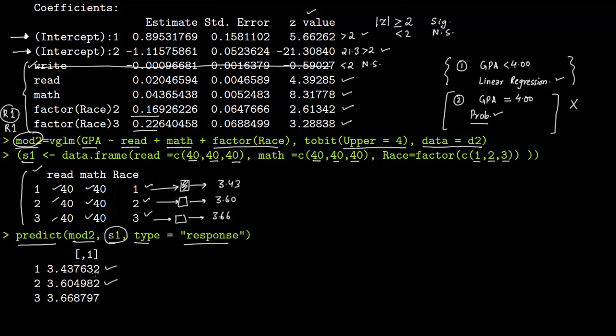3.66. So now you can see that as you change the race and keep everything constant, from 1 to 2 there is a change to 3.60, and from 1 to 3 there is a change to 3.66. So that is pretty much it. You basically take this value and add 0.16 to it, you get 3.60. Then you take 3.43 and add 0.22 to it, so you get 3.66. So this is the model, the prediction of the model.